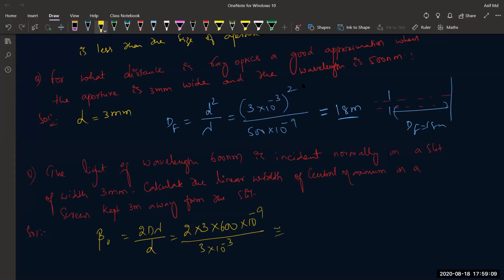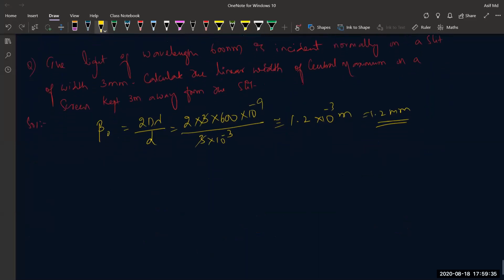So simplify it, you will get the answer. This 3 gets cancelled, 6 twos are 12. So that will become 1.2 into 10 to the power of minus 3 meter, and that will become 1.2 mm. Clear? Is it clear for everyone? Yes, sir. Sure. One more question.